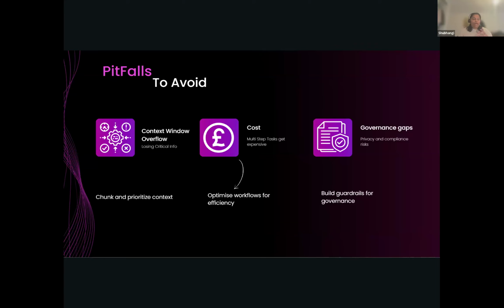And the third is any kind of governance gaps, because if you're working for specific industries like legal or medical or especially financial, like I work in, governance gaps are really, really critical. So you have to build guardrails to make sure that any kind of PII data or any specific data that you have tailored to your use case has to be removed. So building guardrails for governance is extremely important, because at the end of the day, responsible AI is the key.